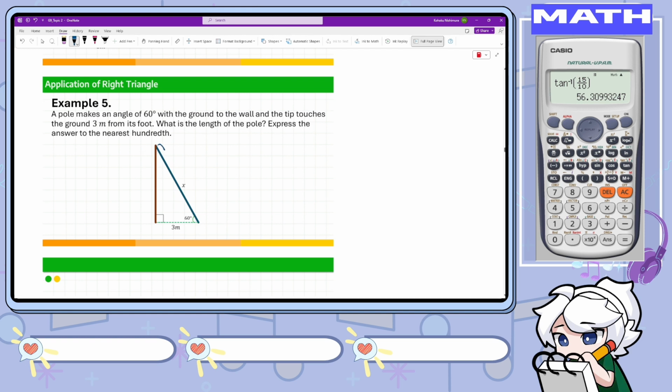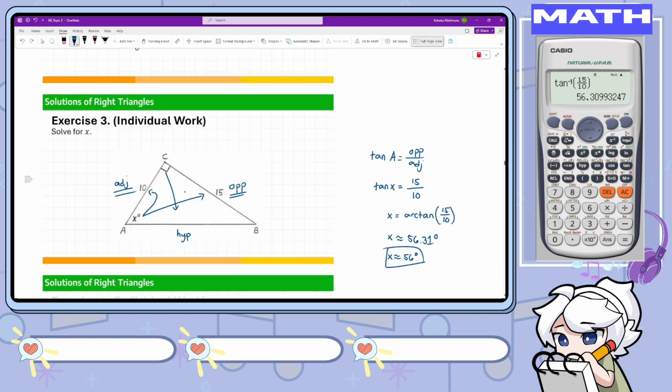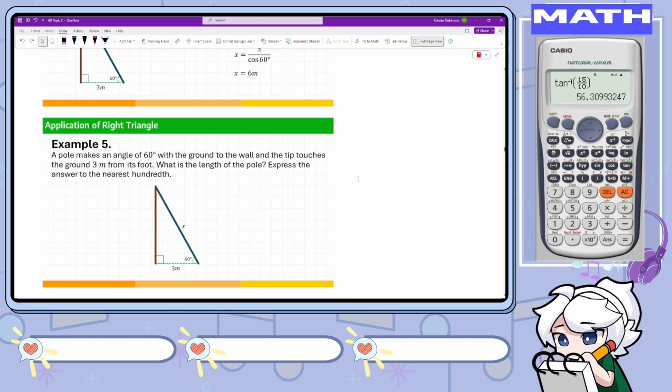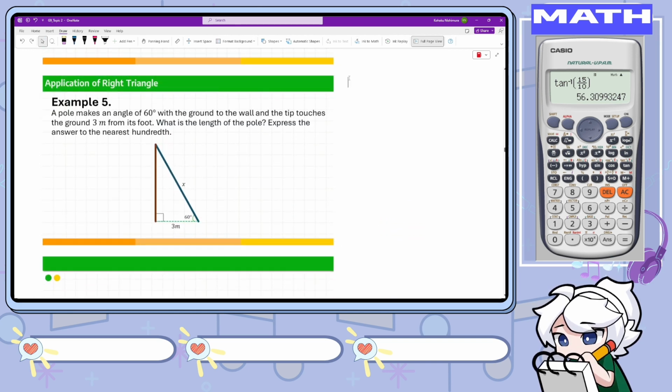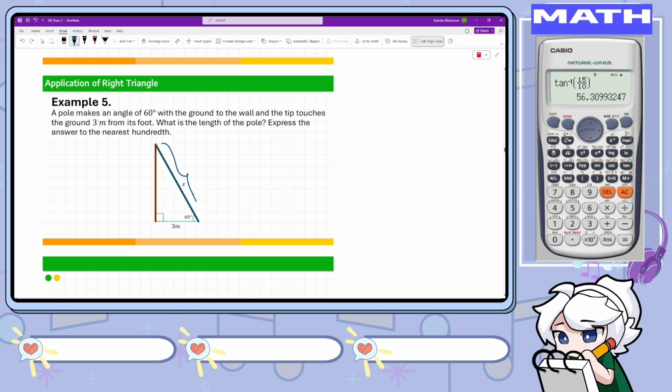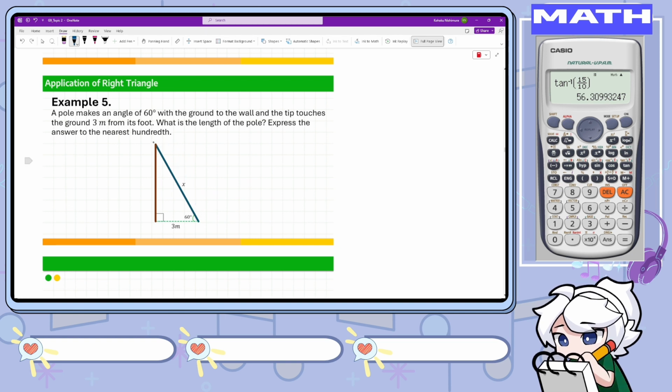Now, if this is the pole right here, and this is the wall, we already remember that the wall is always perpendicular to the ground, wherein we form a right angle here. And it says here that the tip of the pole from the ground is just 3 meters away from the wall. That's why we have this. And it makes a 60-degree angle to it. You are being asked, what is the length of this pole?